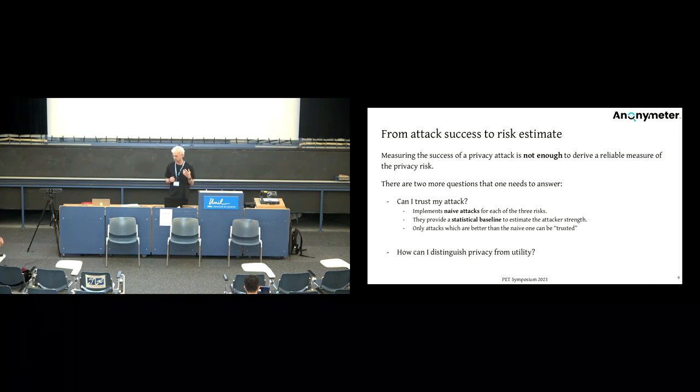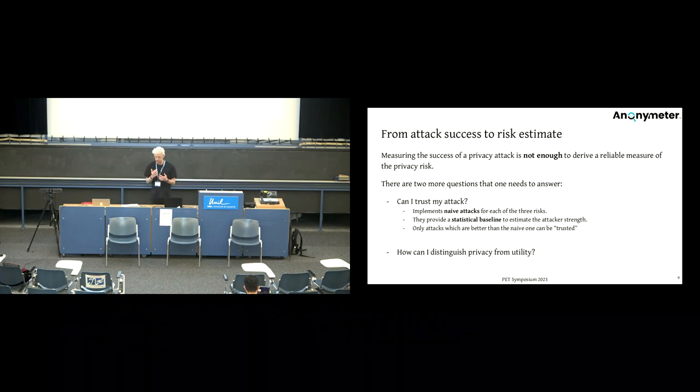For this, Anonymeter has built-in, let's say, naive attacks for every privacy risk. These naive attacks basically give random guesses, and they are like an internal sanity check, because it could be that the synthetic data set has very poor utility, so it misled the attacker, or it could happen that, for example, you don't give the attacker enough auxiliary information to make an informed guess.